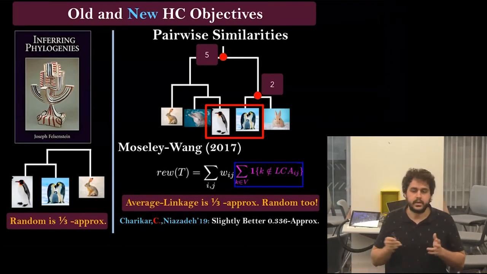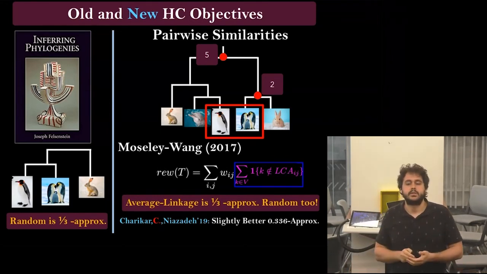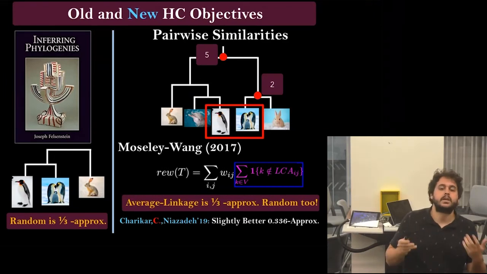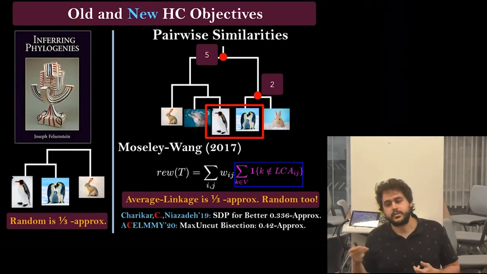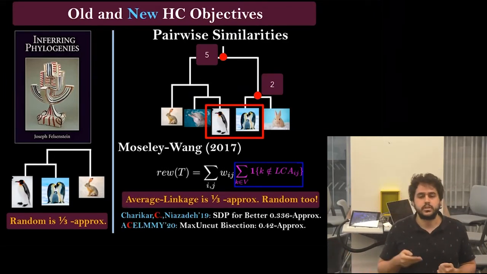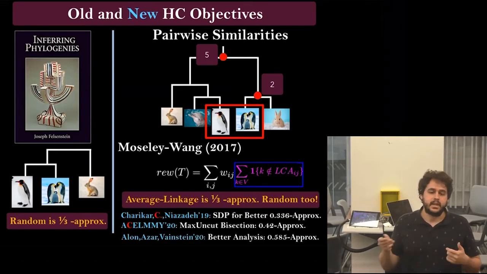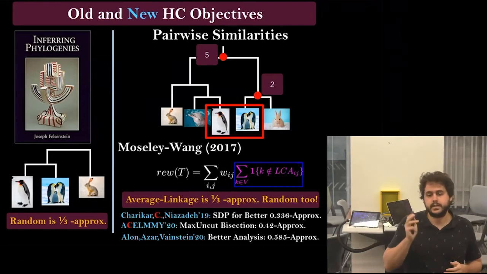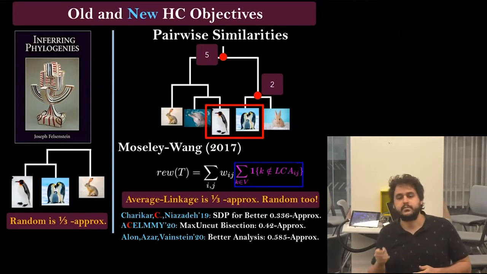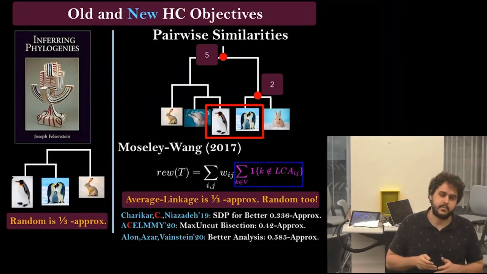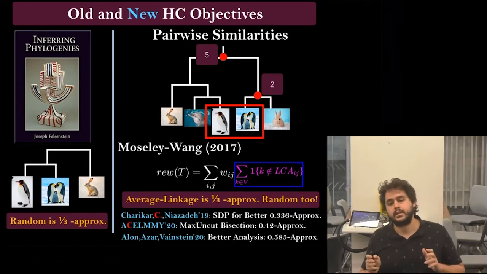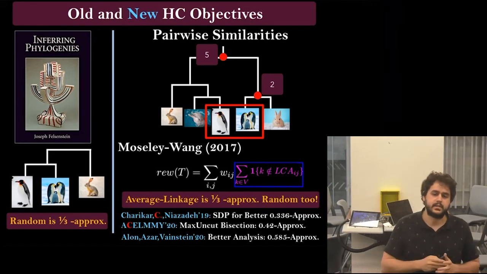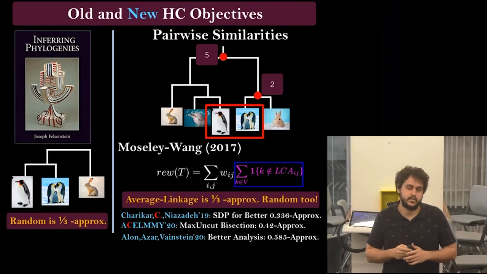So in the beginning, we had a 0.336 approximation. And then shortly after, we improved it to 0.42 using max uncut bisection. And then later, to the best of my knowledge, the best so far is by Alon, Azar, and Vainstein, who analyze the max uncut bisection in a different way. It's a very elegant analysis, and they get close to 58%.